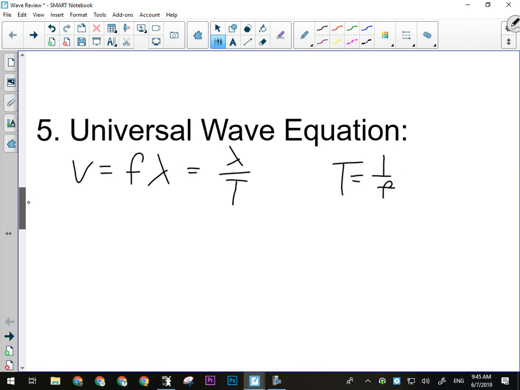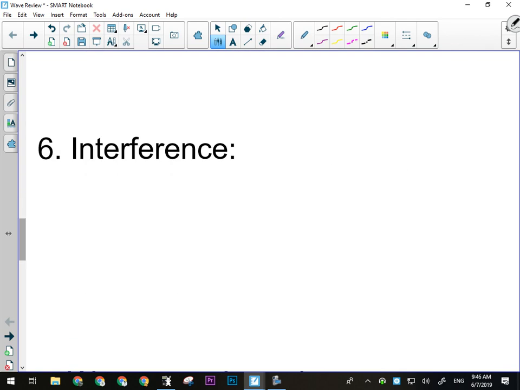After the universal wave equation, we talked about interference. Remember, interference is what happens when two waves occupy the same space at the same time, also known as the principle of linear superposition. If you recall in class, there were several times where I gave you two waveforms and asked you to draw the resulting waveform, or I asked whether constructive interference or destructive interference was occurring. Expect to be tested in a similar fashion on the unit exam.